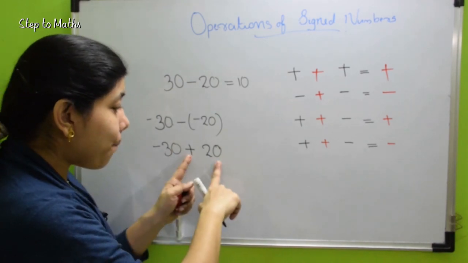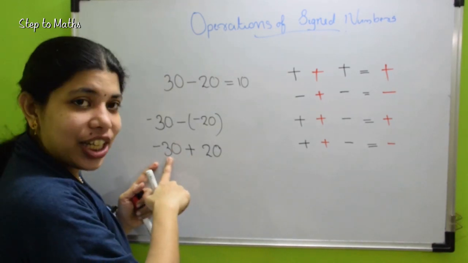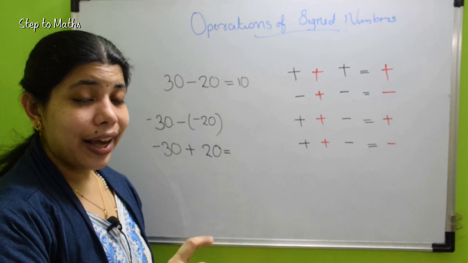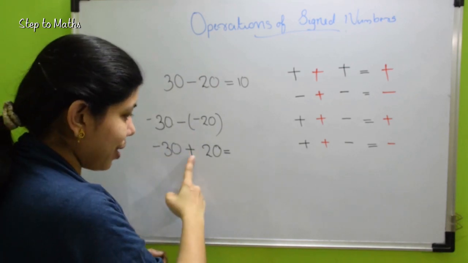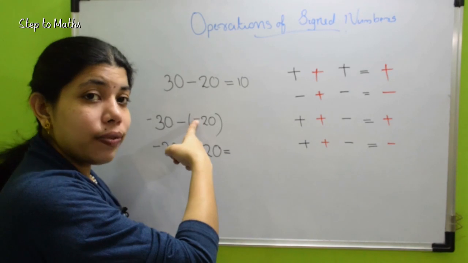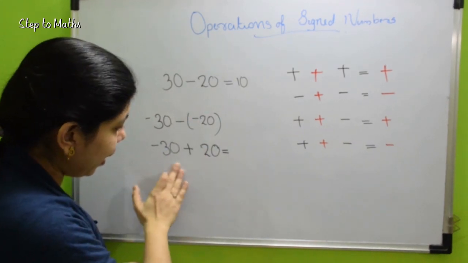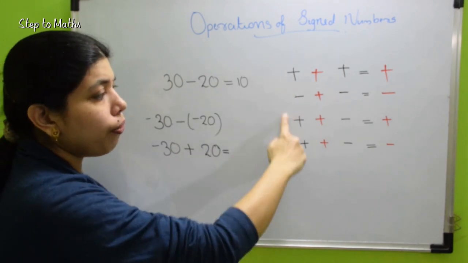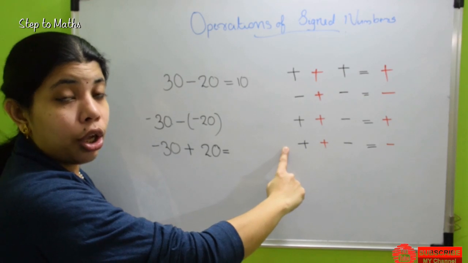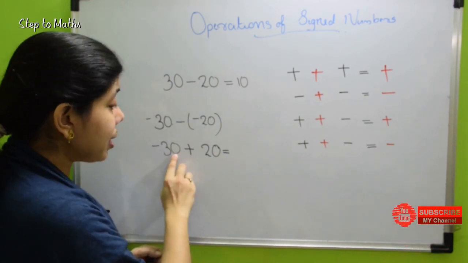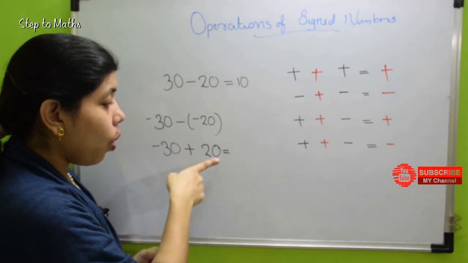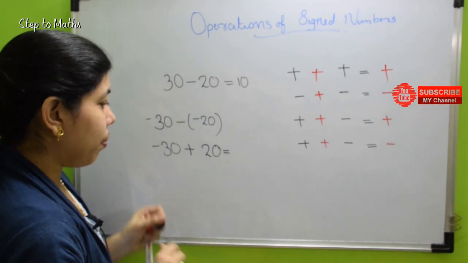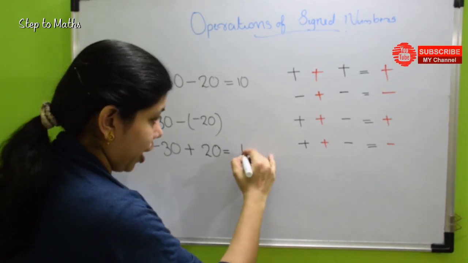Minus 30 plus 20. One number is negative, one number is positive. After changing the subtraction sign to addition, that is, minus to positive, and changing the sign of the second number, we get the expression in the form of addition. Now we can apply the rule of addition. Minus 30 plus 20. One number is negative, one is positive. So how can we add those two numbers? First, find the difference between them. 30 minus 20 is 10.